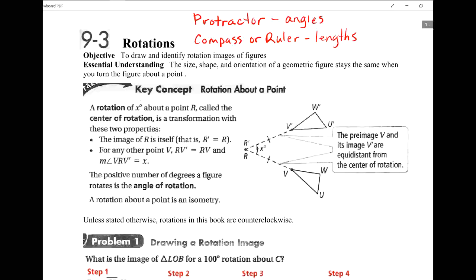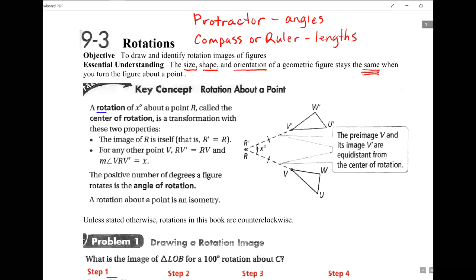All right, rotations are when we rotate our figure. Now in rotations, the size, the shape, and the orientation stay the same. So they're going to be congruent and our orientation is the same. So let's look at our first concept here.